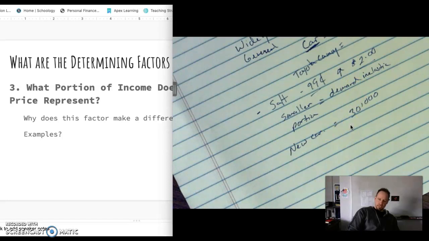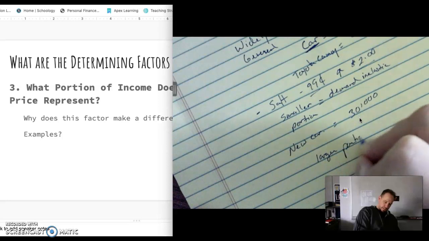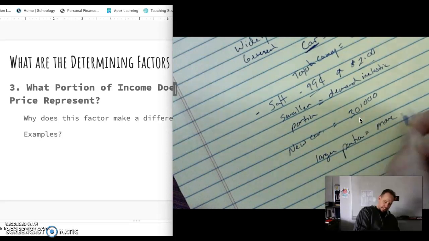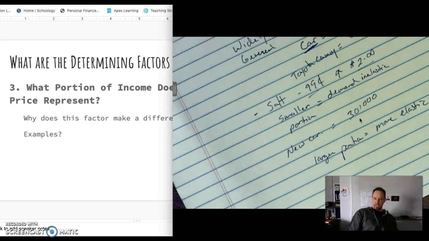Even a small price change, going up 10%, going from $30,000 up to $33,000, a 10% increase, $3,000 is a significant amount of money. So the larger the portion of our budget, the more elastic, the more responsive we will be to price changes. Small items can increase a significant percentage in price. It's not going to change our quantity demanded just because it's no big deal. It's $1.